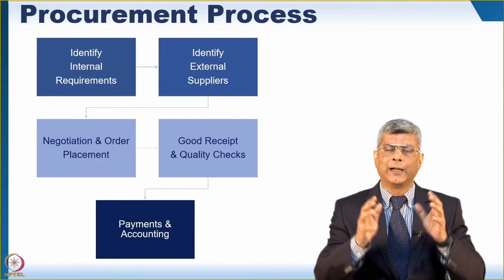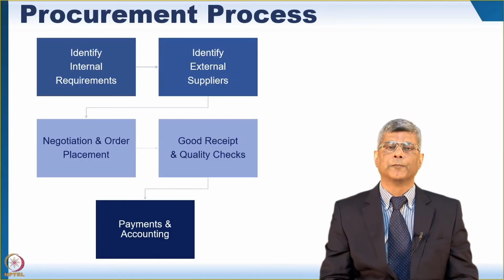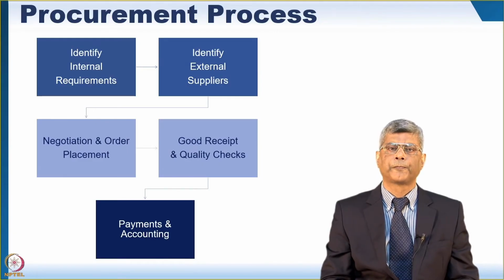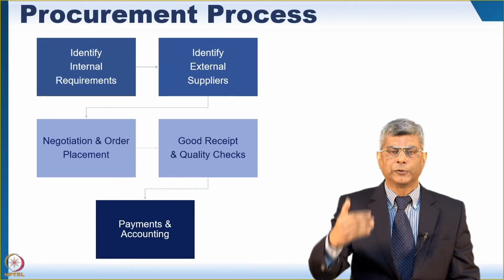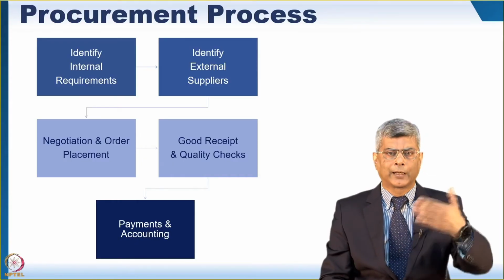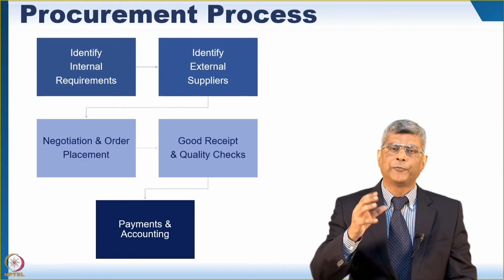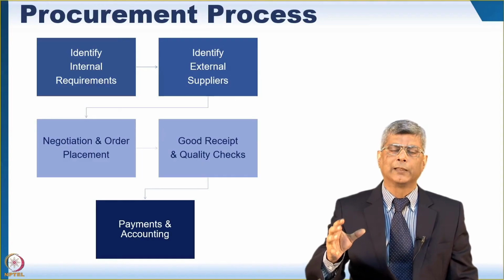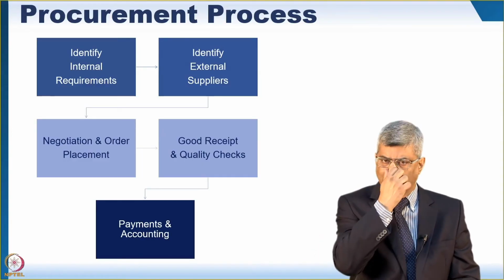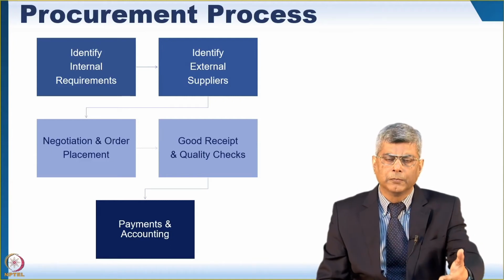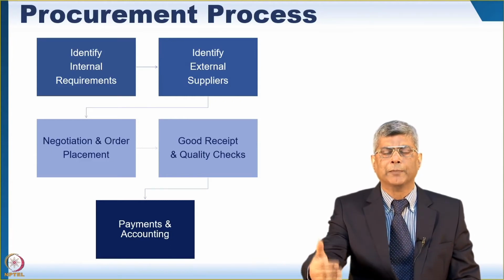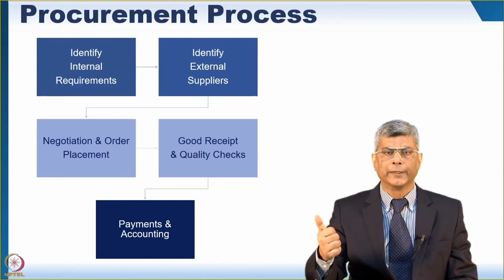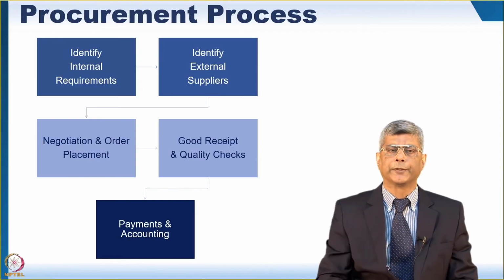So first of all is to understand the requirements of the company. How much of which component does the company need? If I'm making 1,000 cars a day, and a car has 1,500 components, I have to buy 1,500 into 1,000 components. That's 1.5 million components per day. And then you multiply it by days and weeks and months. So you have to identify the internal requirements, the components, the numbers, the delivery schedule, etc.